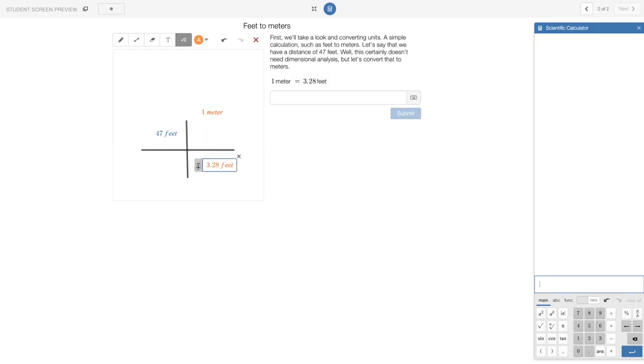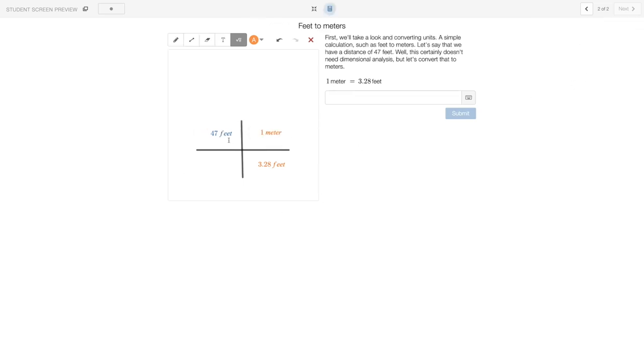So feet is our original unit, and so it's going to be on the bottom. And then what we're trying to convert to is going to be on the top. The reason that this is the correct way is because 47 feet times 1 meter equals 47 feet meters, which is a weird unit that you're not going to use, but you're dividing then by 3.28 feet, so it's going to end up as just meters, because the feet are going to go away. Feet divided by feet is 1, because anything divided by itself is 1. So yeah, the feet go away. Don't need them anymore.